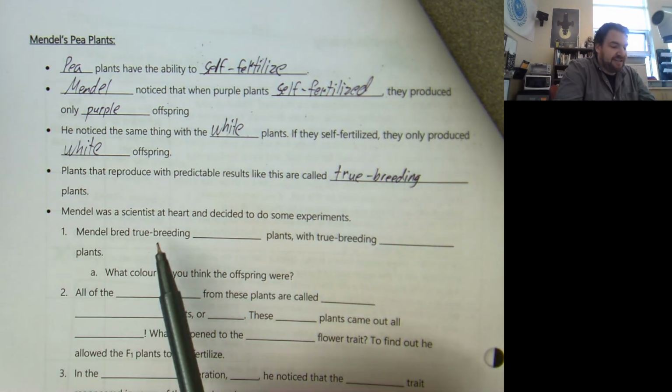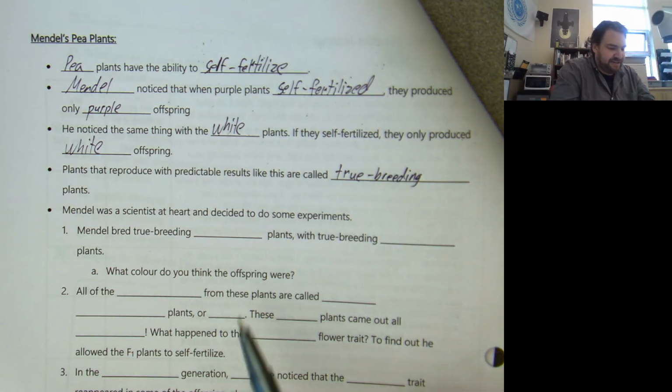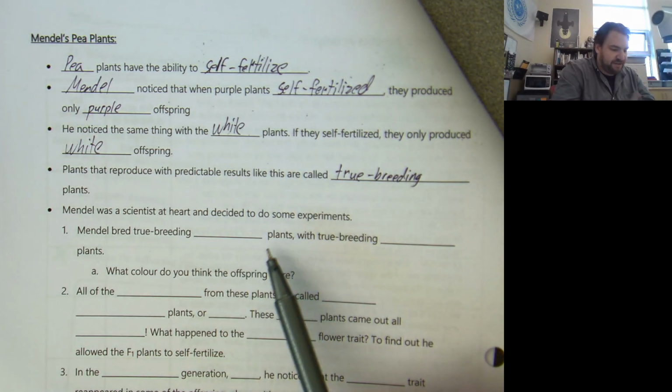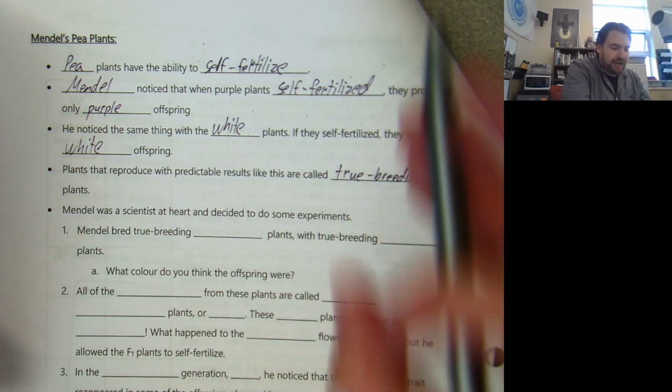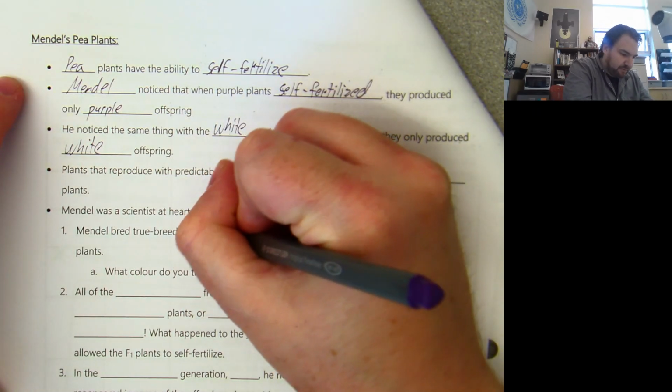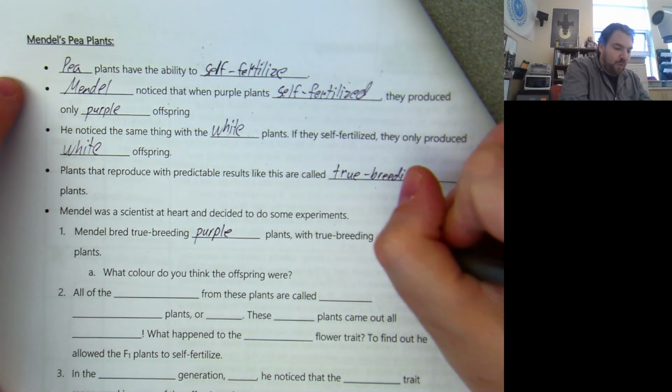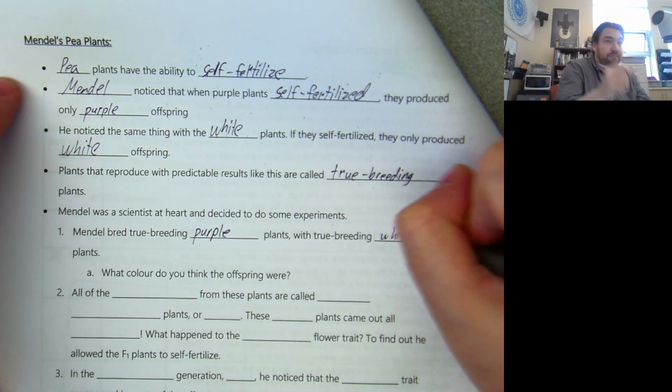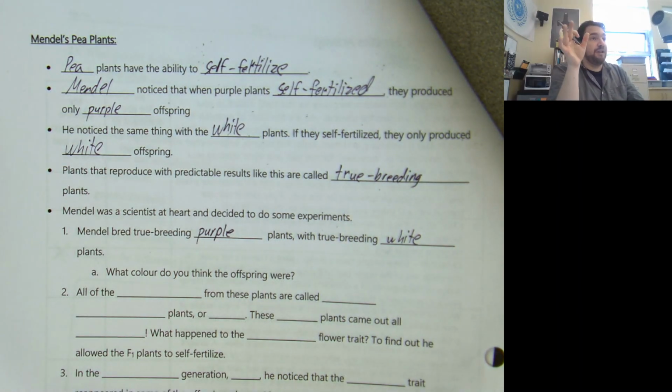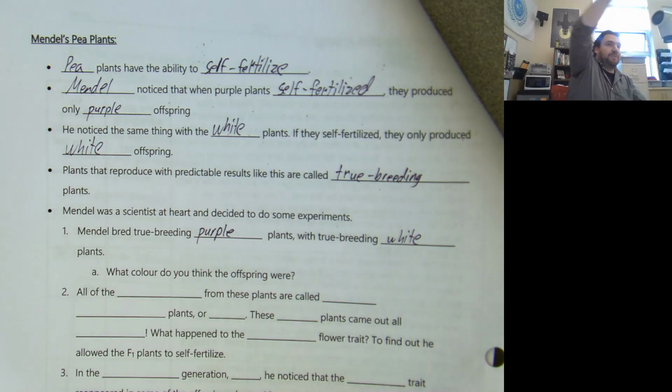So, Mendel was a scientist at heart. He was a monk, but he was also a scientist. And he decided to do some experiments. He bred true breeding purple plants with true breeding white plants. Rather than allow them to self-fertilize, he actually had the pollinating happen. He took the pollen from the purple and put it into the white. He took the pollen from the white and he put it into the purple.